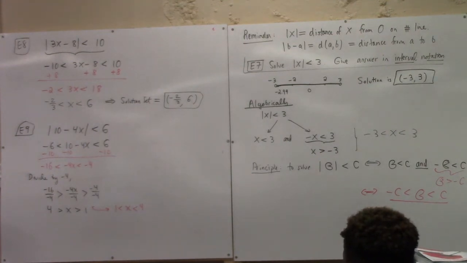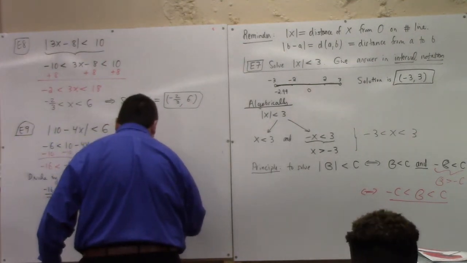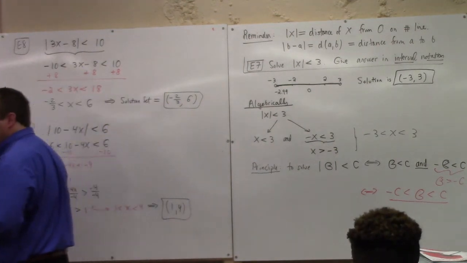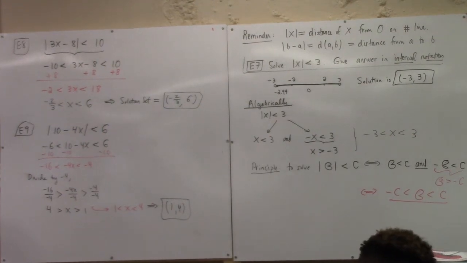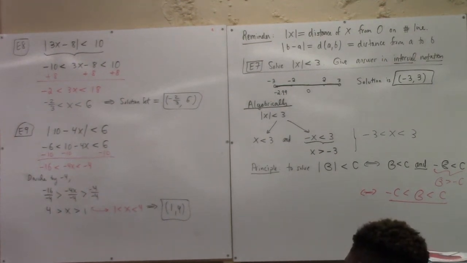Oh, anyway, so what's the open interval? This says the solution set is 1 to 4, right? So the solution to this inequality is 1 to 4. Are we good? So just a flash forward. Comment from the future.